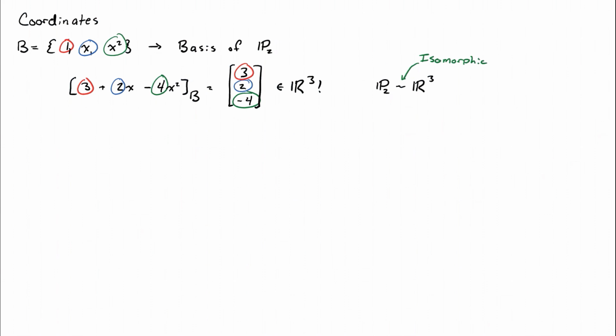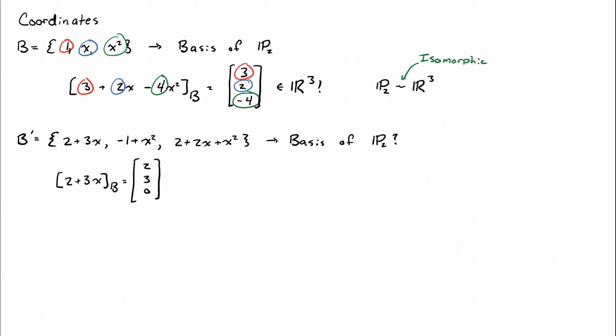It means any question we have about P2 can be restated as a question about R3, which we know a lot about. For example, is B prime a basis of P2? To figure this out, we need to compare this to a basis of P2, and let's use B because it's by far the simplest. Write each of the vectors in B prime in the basis B.